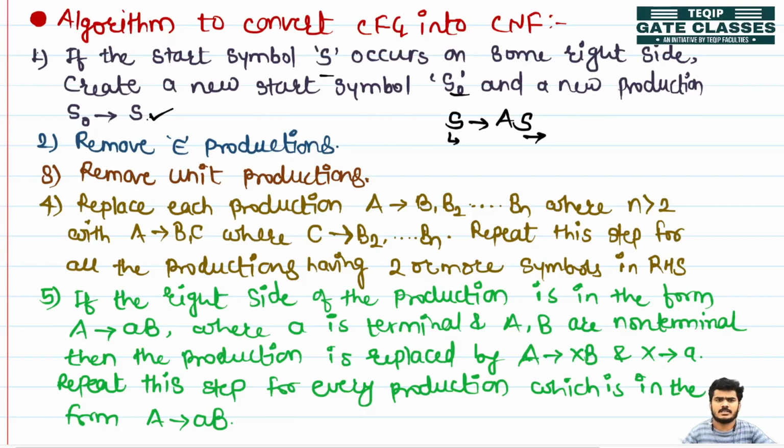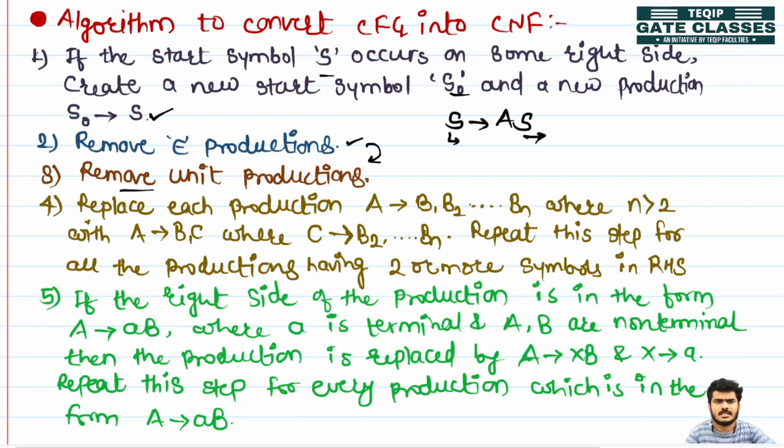The next step says that if our CFG contains epsilon productions, then we have to remove those epsilon productions. If epsilon productions are not there, then we will move to the third step. That third step says that if the grammar contains unit productions, then remove those unit productions.